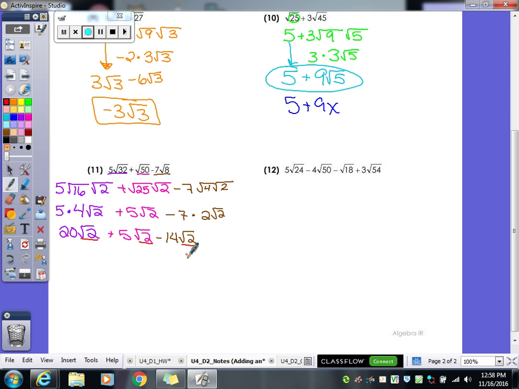Now all 3 of them have a like radical. They're all radical 2's now. So now we can combine them. 20 plus 5 minus 14. What do we get? 11 radical 2.